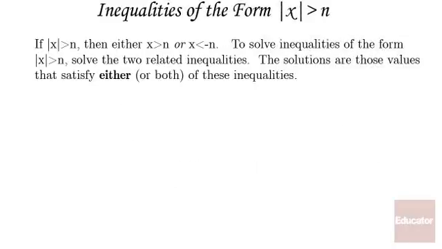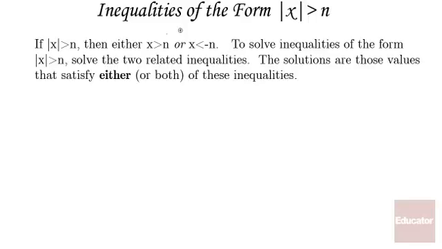For inequalities of the form the absolute value of x is greater than n, the two related inequalities would be x is greater than n or x is less than negative n. So notice now we're saying or, not and. To solve inequalities in this form, solve these two related inequalities. The solutions for this are those values that satisfy either or both of these inequalities.